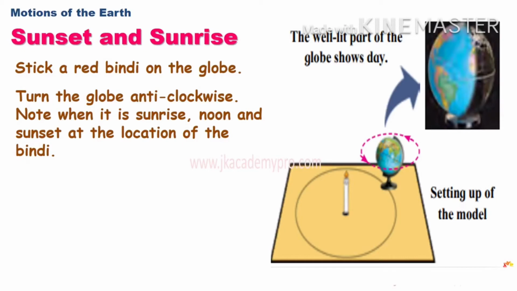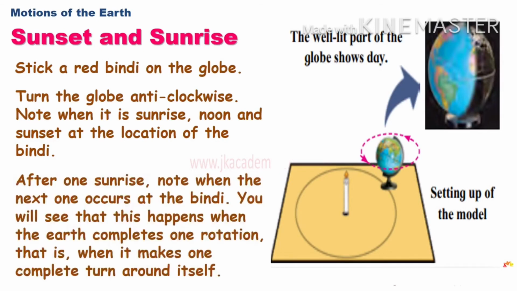Stick a red bindi on the globe. Now turn the globe anti-clockwise. Note when it is sunrise, noon and sunset at the location of the bindi. After one sunrise, note when the next one occurs at the bindi. You will see that this happens when the earth completes one rotation, that is, when it makes one complete turn around itself.